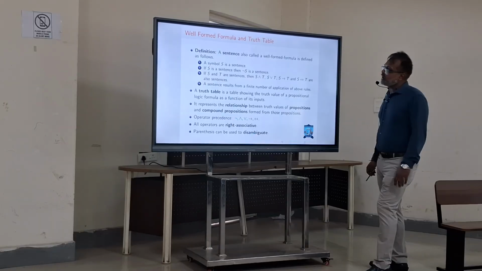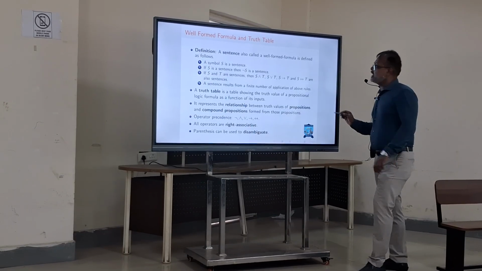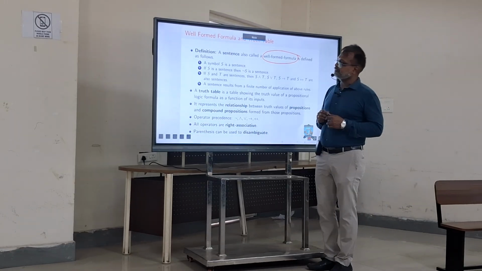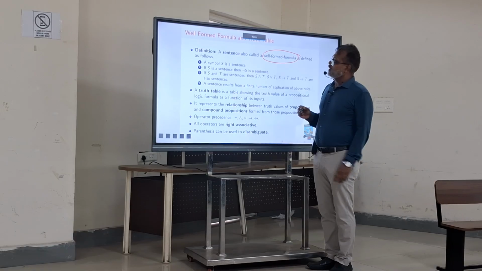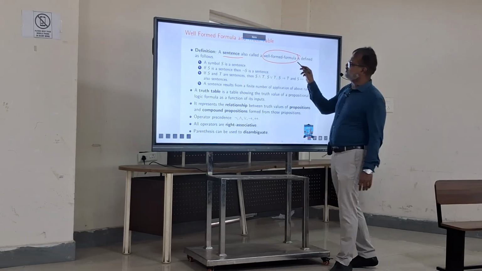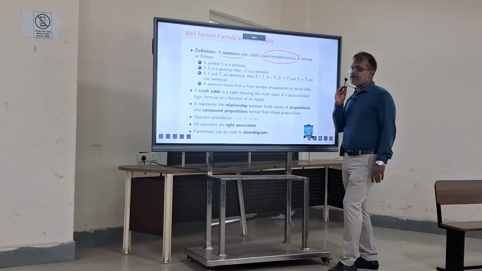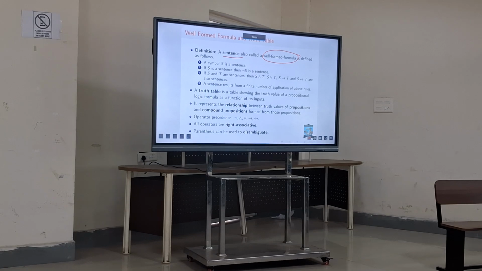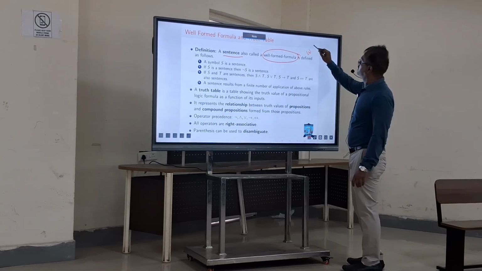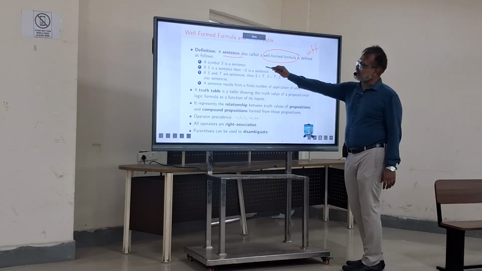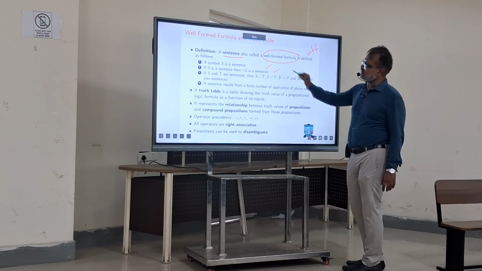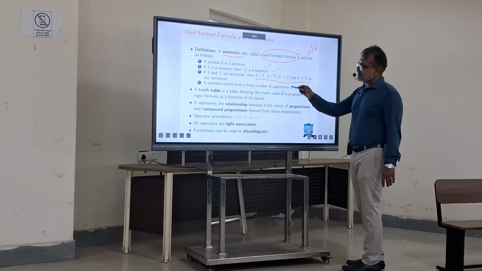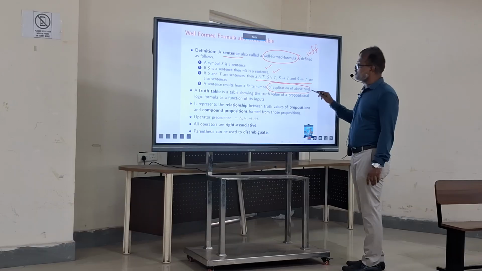So next, what is a well-formed formula? A sentence is also called a well-formed formula, defined as follows. Any sentence which is complete in itself is called a well-formed formula, WFF, we say. A symbol S is a sentence. If S is a sentence, not S is a sentence. If S and T are sentences, then these are also sentences. A sentence results from a finite number of applications of the above rules.